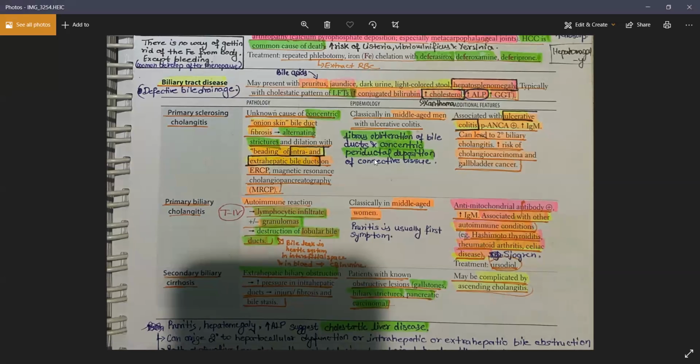So that's about primary sclerosing cholangitis. You will get the sclerosis, the onion skinning, the fibrosis, and the formation of strictures. Ultimately, you will have an obstructive pattern of liver injury, along with these associated features like ulcerative colitis, P-ANCA, and IgM, and the increased risk of cancer. Is that okay about primary sclerosing cholangitis?